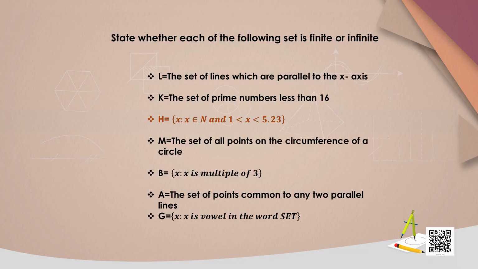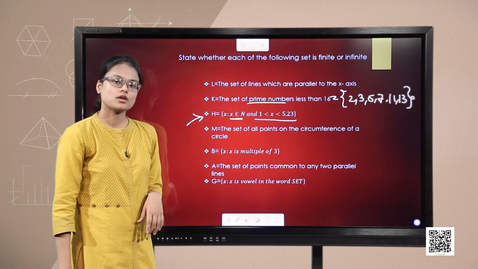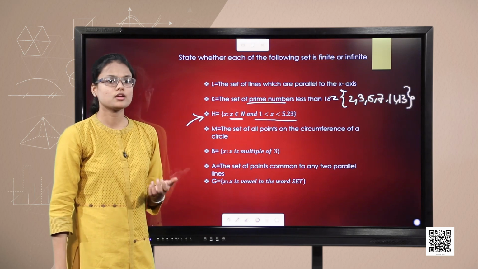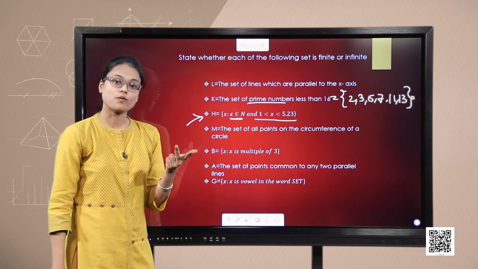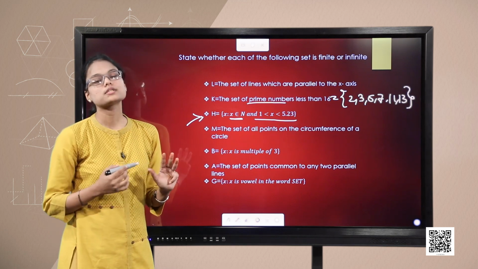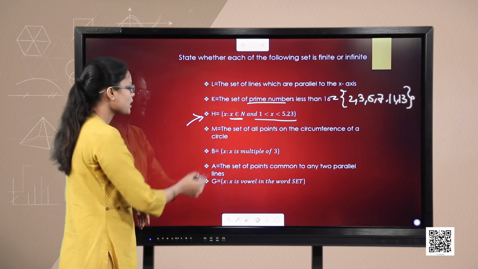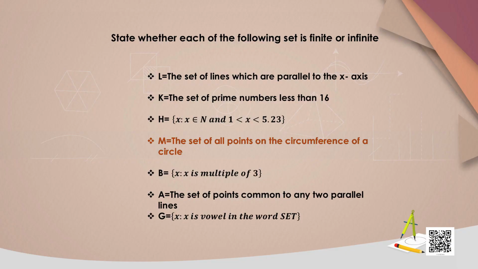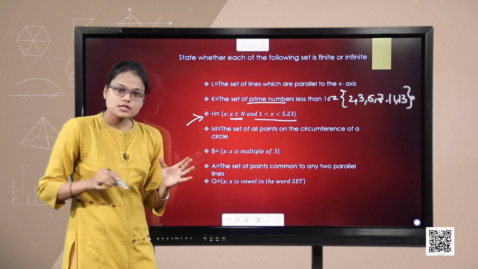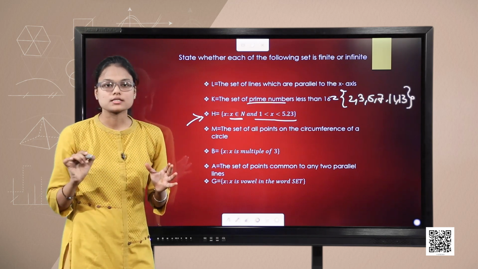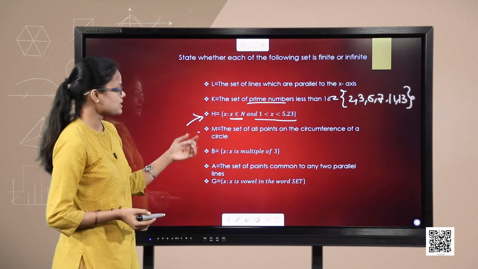Now, set H consists of all those natural numbers which are lying between 1 and 5.23. Let us list them. What are they? 2, 3, 4 and 5. 4 numbers are there. So, again, yes, H is a finite set. Now, set M, the set of all points on the circumference of a circle, and we know on the circumference of a circle there are infinitely many points. So, set M becomes an infinite set.